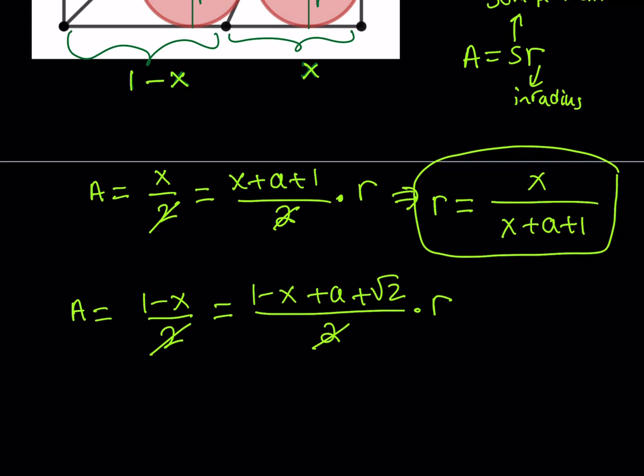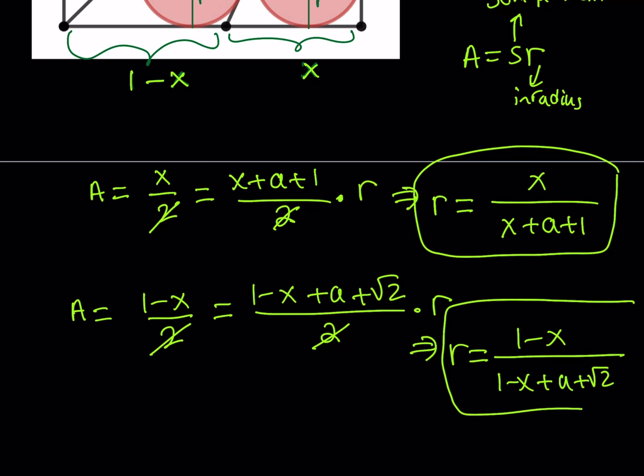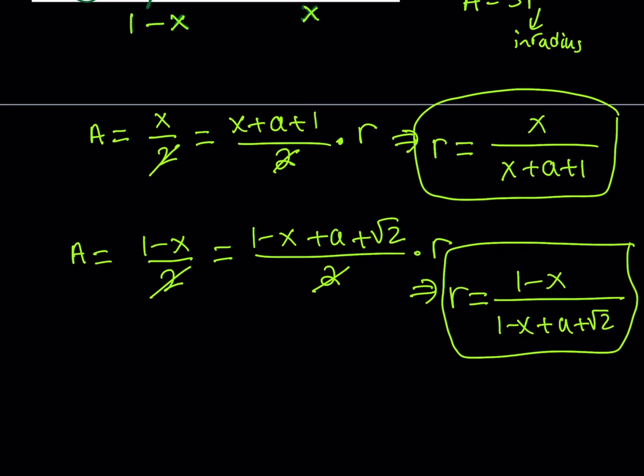And from here, r is going to equal what? r is going to equal 1 minus x divided by 1 minus x plus a plus root 2. Awesome. So we do have now two expressions for r, and we can set them equal to each other. Is that the end of the story? No. So stay tuned until you hear the end of the story, because that's going to be a really cool end. Awesome.